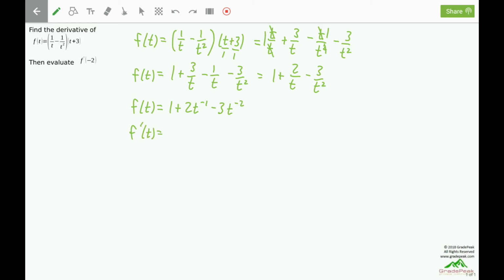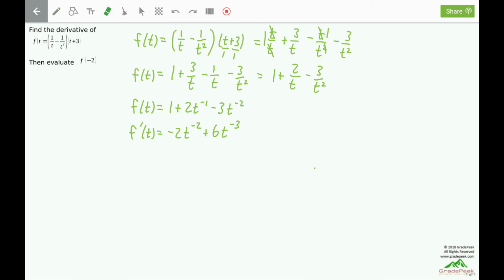F prime of t will equal, the first term is a constant. The derivative of a constant with no t is a 0. The second term is a power rule. Bring down the negative 1, multiply it with the 2. That'll be negative 2, t to the, now subtract 1 from the exponent, negative 1 minus 1 is negative 2. The third term, bring the negative 2 down, multiply with the negative 3, which will give us a positive 6. T raised to the negative 2 minus 1 more will become negative 3.